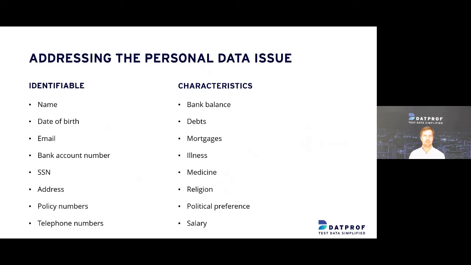On the other hand, we have the characteristical data. In most cases, we see that characteristical data is more privacy sensitive than the identifiable data, because it tells you something about the person itself. It tells you more about the individual. What's his bank balance? Does he have mortgages? Does he take medicine? What's his religion? In most cases, we all find it important, and it's more telling something about ourselves than your own name.